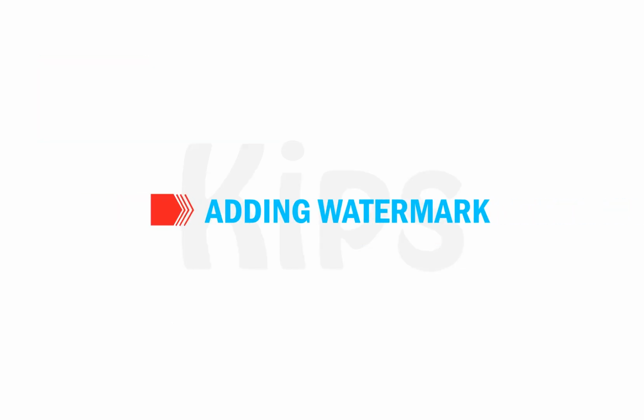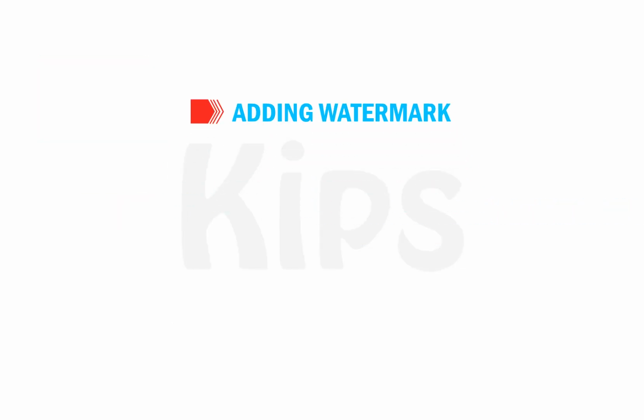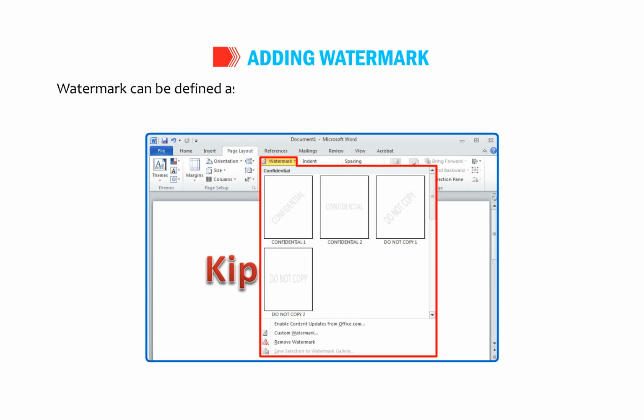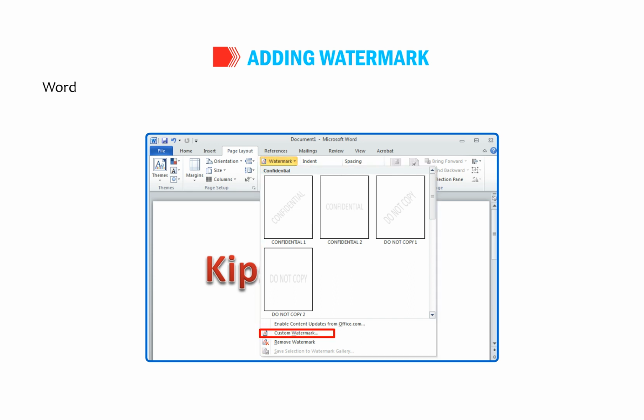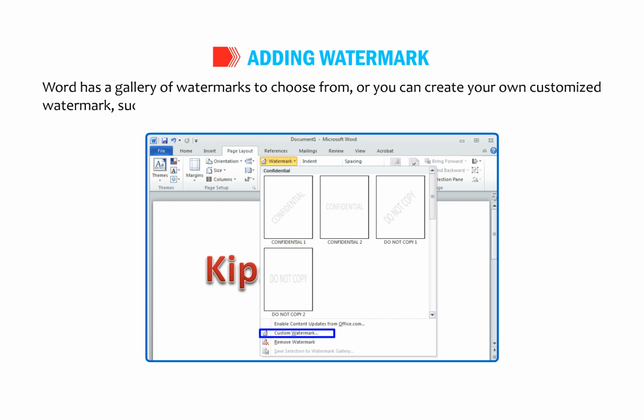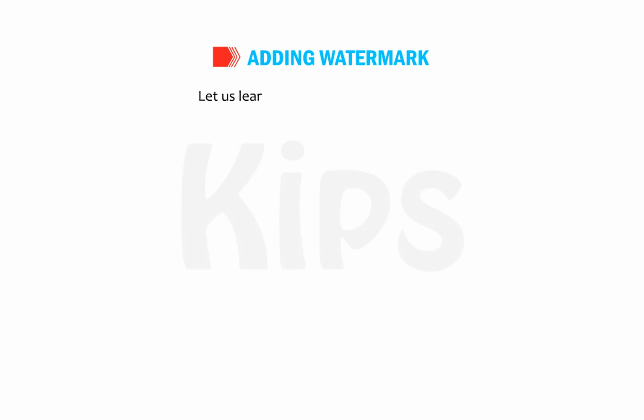Let us understand how to add watermark. Watermark can be defined as a dim or faded impression of an image or text on paper which is placed behind the text in your document. Word has a gallery of watermarks to choose from, or you can create your own customized watermark such as company logo for the document. Let us learn how to create a watermark.